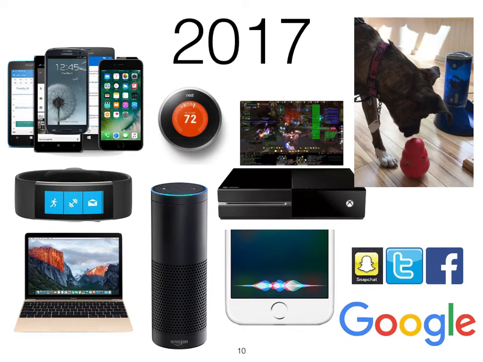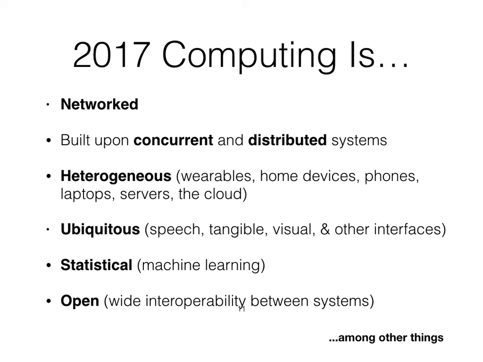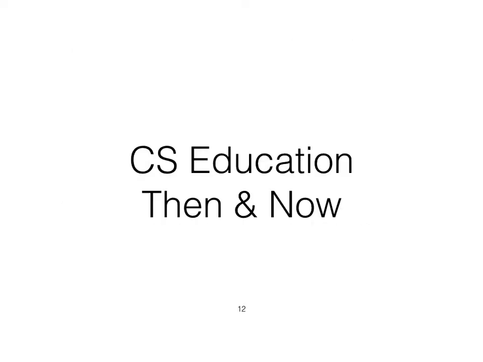When we look across these types of technologies, we can see some trends in what computing is today. For one thing, it's heavily networked. It also quite often involves concurrency or distributed systems. It's heterogeneous. We use lots of different kinds of technologies together. It's ubiquitous, and we use different kinds of interfaces to support that, like speech or tangible interfaces. It's also quite statistical. Machine learning powers many of the technologies that we use every day. And it's also more open than ever before. Many of the kinds of technologies that we use that interoperate with one another weren't actually made by the same people. That's a sort of practical view of what computing tools are today.